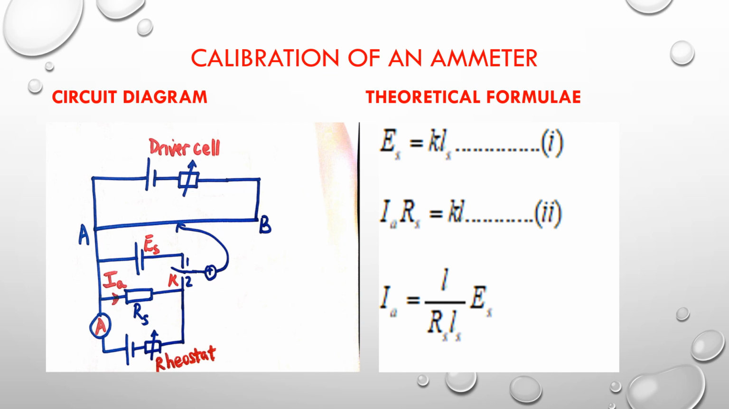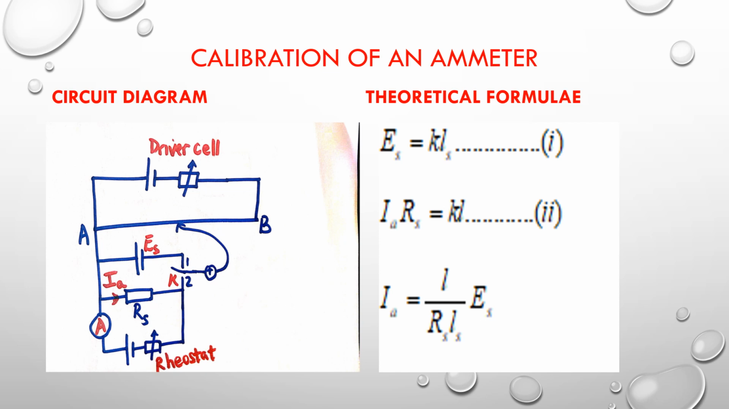Then the switch is thrown to position 2. The rheostat is adjusted until the ammeter reads the minimum value it is possible to read, and then the jockey is moved along the wire until the balance point is reached. So this time it is going to be the PD across the standard resistor RS, which is proportional to the PD from point A up to the point where the galvanometer shows no deflection, where the jockey is.